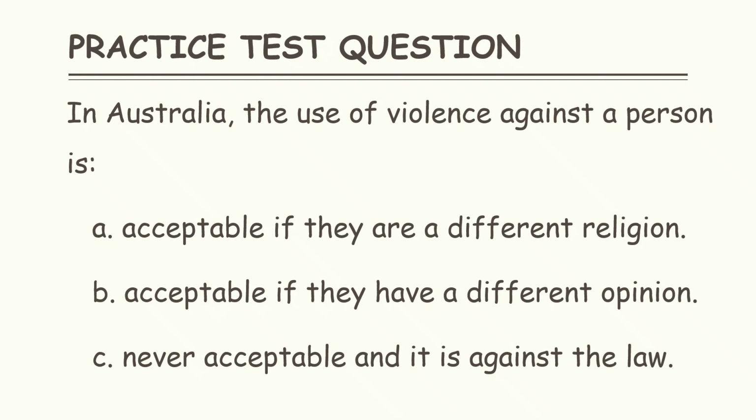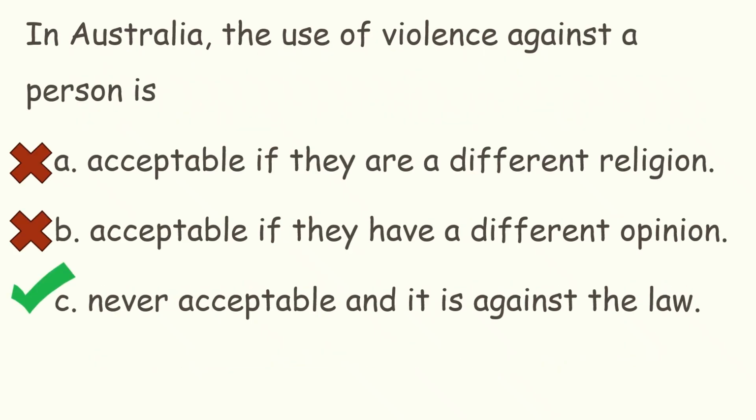Let's have a look at a practice test question. In Australia, the use of violence against a person is A. Acceptable if they are a different religion, B. Acceptable if they have a different opinion, C. Never acceptable and it is against the law. The correct answer to this question is C. In Australia, the use of violence against a person is never acceptable, and it is against the law.